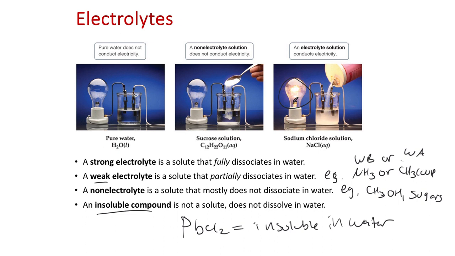So sometimes I've seen people say lead chloride is a non-electrolyte in water. It's not a non-electrolyte. It had to have dissolved and not ionized to be called a non-electrolyte. Lead chloride just doesn't dissolve at all. So it doesn't take any term that we give a solute because it's not a solute, because it's insoluble.